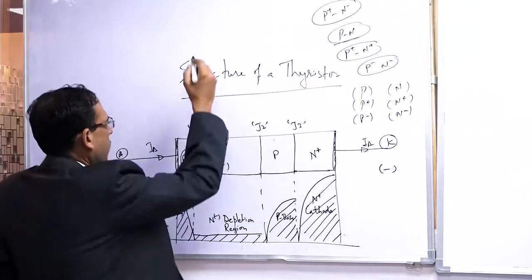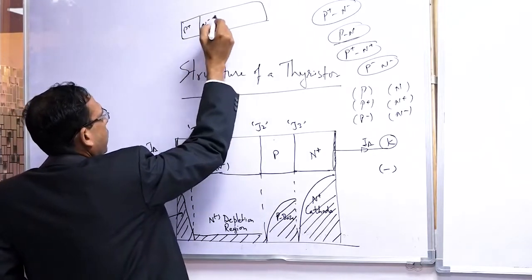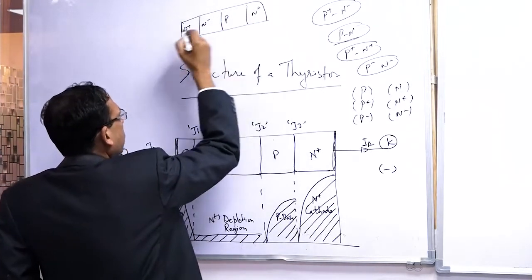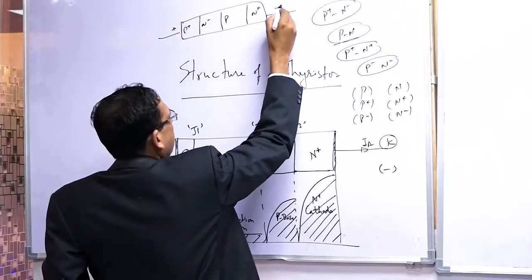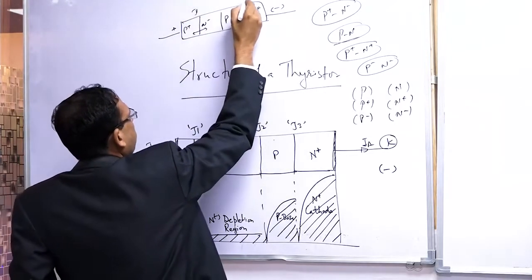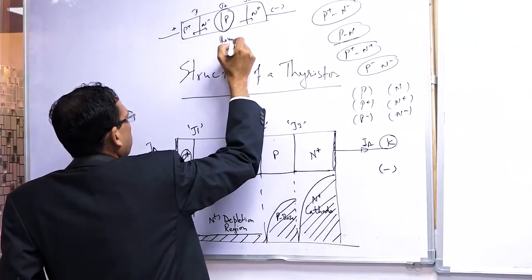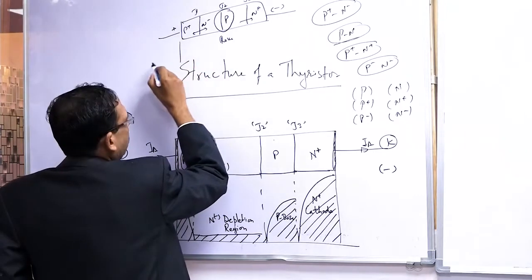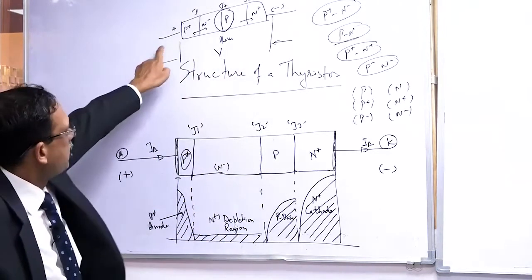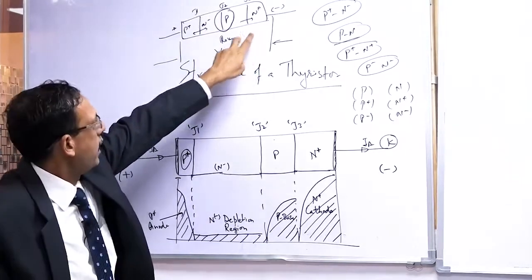Now let us say, in this structure of P plus, N minus, then P and N plus, positive is applied here and negative is applied here. J1 is going to conduct, J3 is going to conduct, and J2 is going to be reverse biased. When the positive and negative are applied, this is forward biased, this is also forward biased, and this is reverse biased.